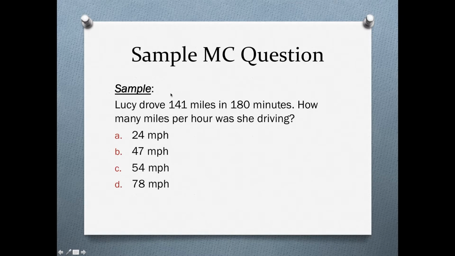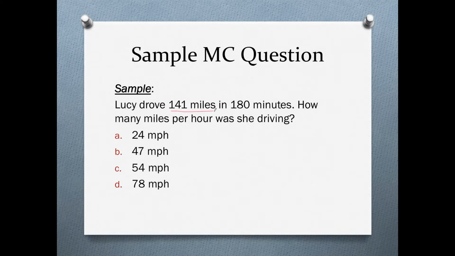Lucy drove 141 miles in 180 minutes. How many miles per hour was she driving? 24 miles per hour, 47 miles per hour, 54 miles per hour, or 78 miles per hour. So to start off, I would try to eliminate anything that looks ridiculous, but none of these really look that out of the ordinary, so I can't really eliminate anything before I start this problem. So let me just set up the problem.